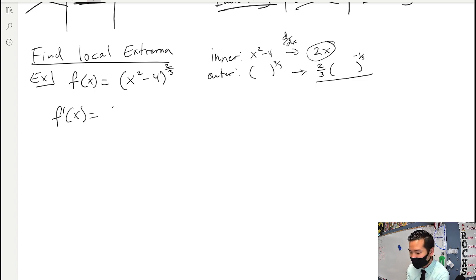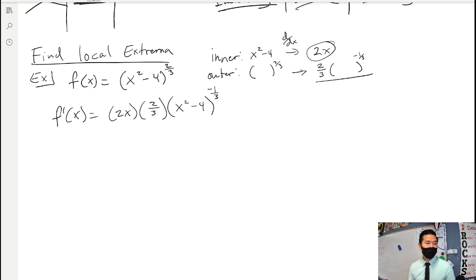This is going to be 2x times 2/3 times what's inside the parentheses, x squared minus 4x minus 4, to the negative 1/3. Now, solving for when this is equal to 0 is a little bit more difficult, isn't it? I would simplify this out as best I can before I set it equal to 0. So, you ready for this? 2x times 2, what do you think that's going to be?